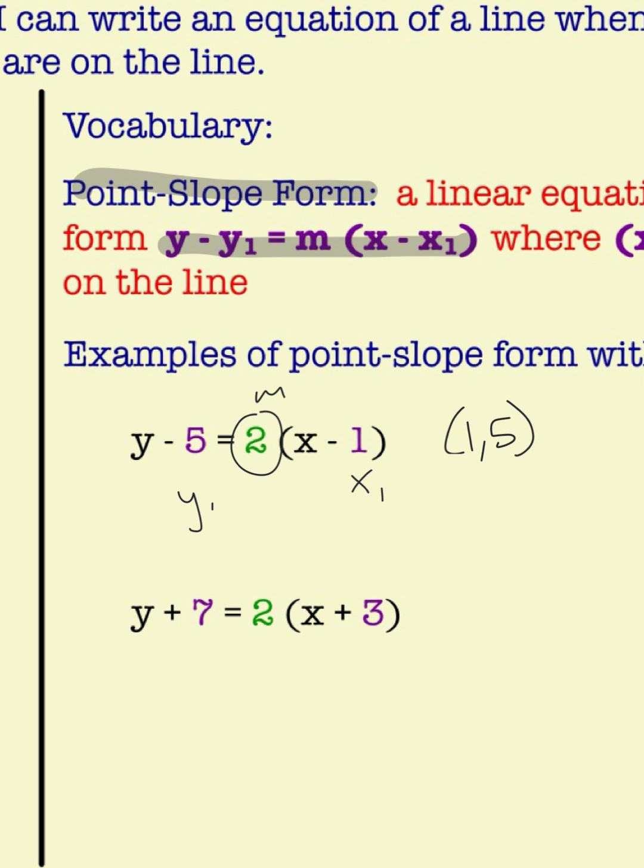In this next equation, I have y1 as negative 7 and x1 as negative 3. Because in our form, notice that there is a minus. When you minus a negative, you add. So this comes from the point negative 3, negative 7. M is our slope, 2.